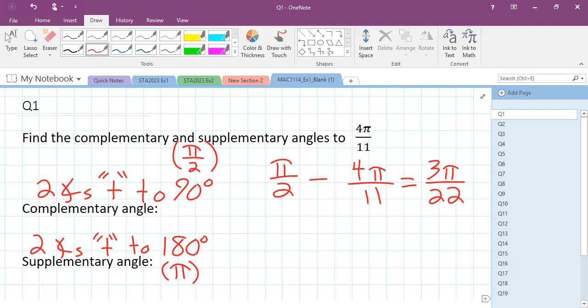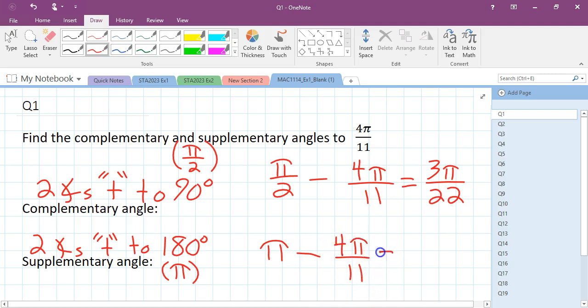How do we do the next one? How do I get the other angle? You got it. Subtract 4 pi over 11 from pi. And so you're just going to use the calculator: 1 minus 4/11 gives us 7 pi over 11. And there you go. Cool? Yes. Good. I'm glad you agree. So let's jump over to number 2.